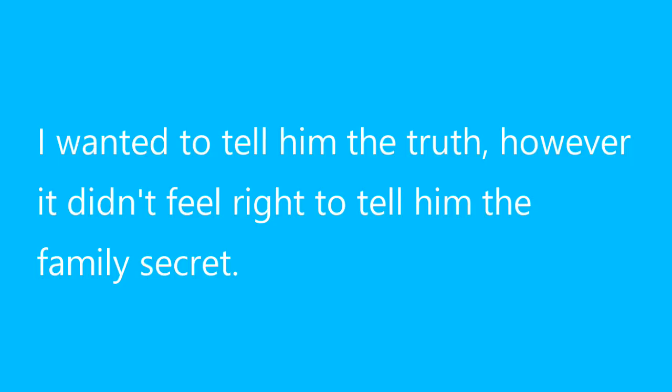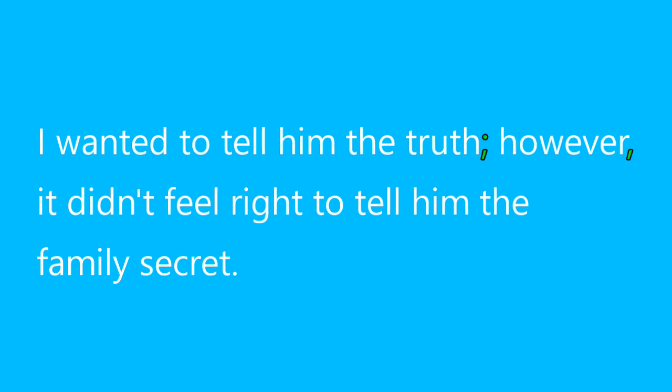For example, "I wanted to tell him the truth, however, it didn't feel right to tell him the family secret." We should have a semicolon in there and then a comma, because since we're cutting it off as a new sentence, you'll need a comma after an introductory phrase. Here's another easier example. "She was tired, she fell asleep right away." This comma splice might be easier if it was just 2 separate sentences. "She was tired." Period. "She fell asleep right away."